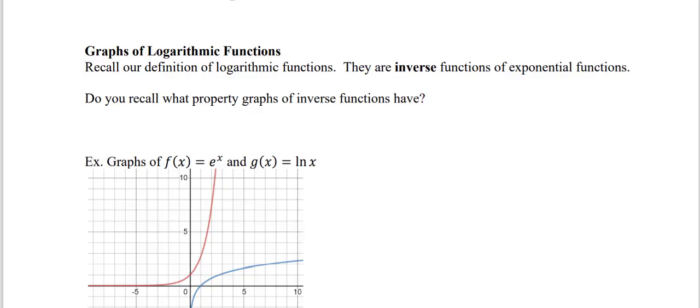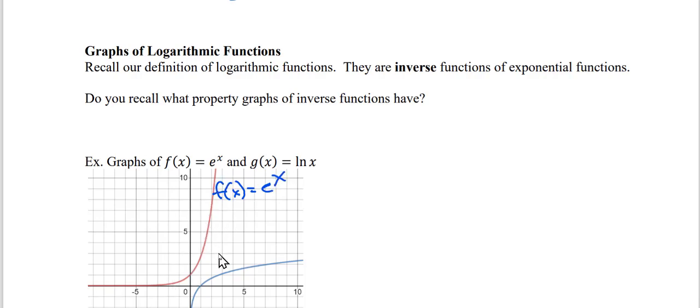Let's pick up with graphs of logarithmic functions. Two things to recall here. Our definition of logarithmic functions is that they are inverses of exponential functions. We studied exponential functions and their graphs and saw they look something like this red function here. This f of x equals e to the x is graphed here in red.